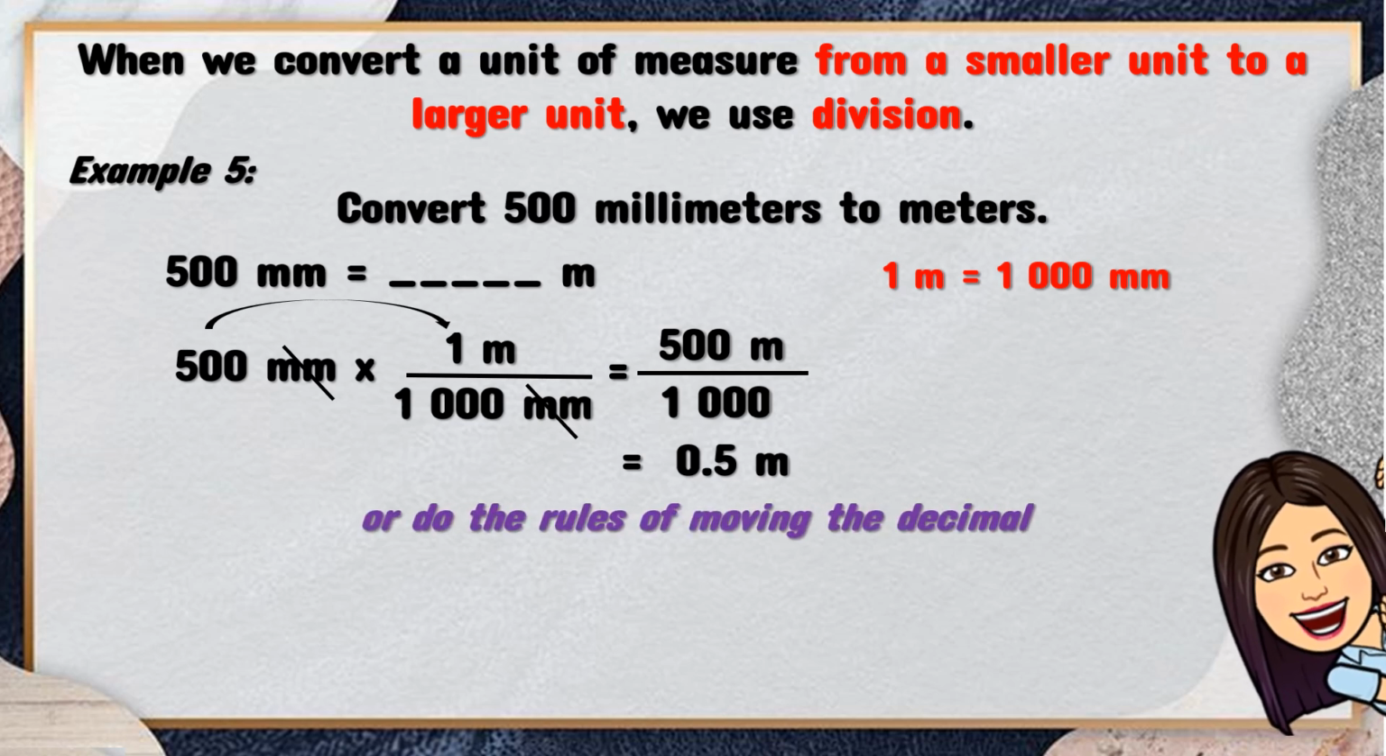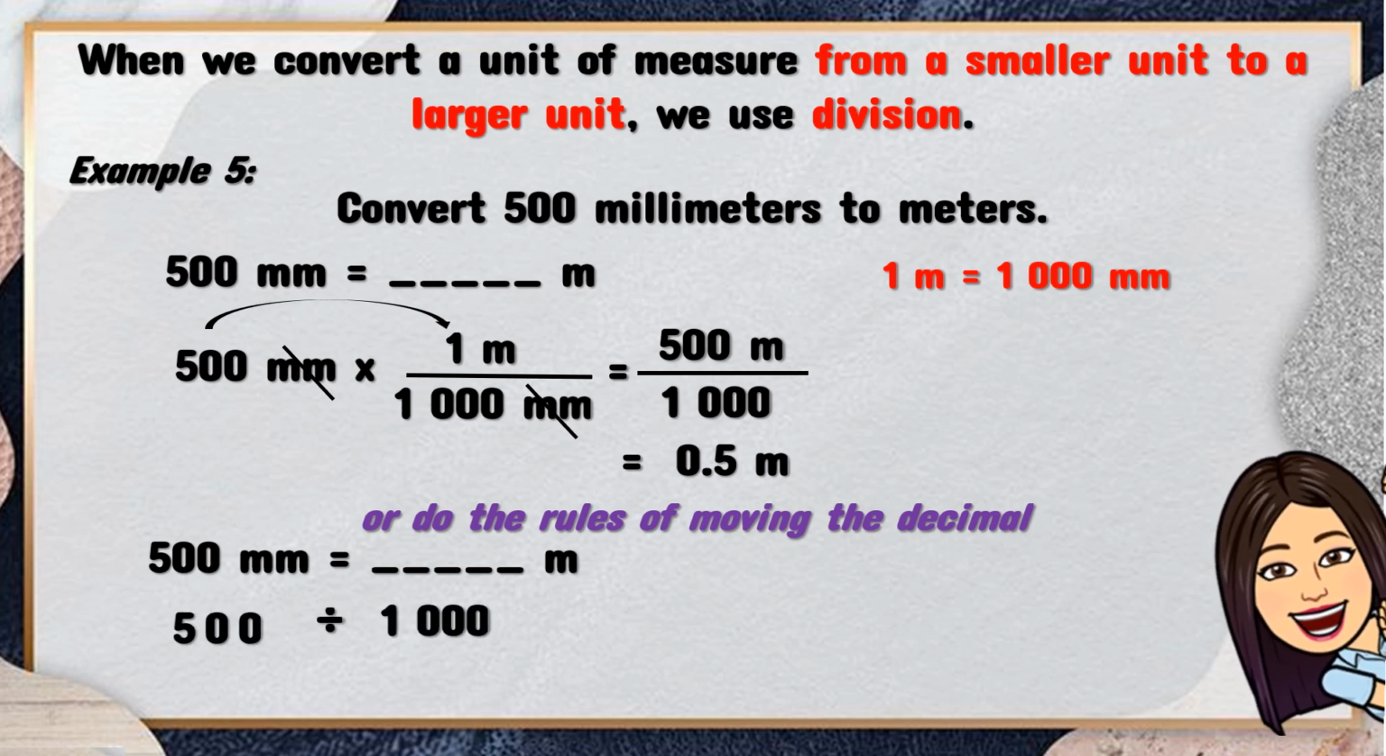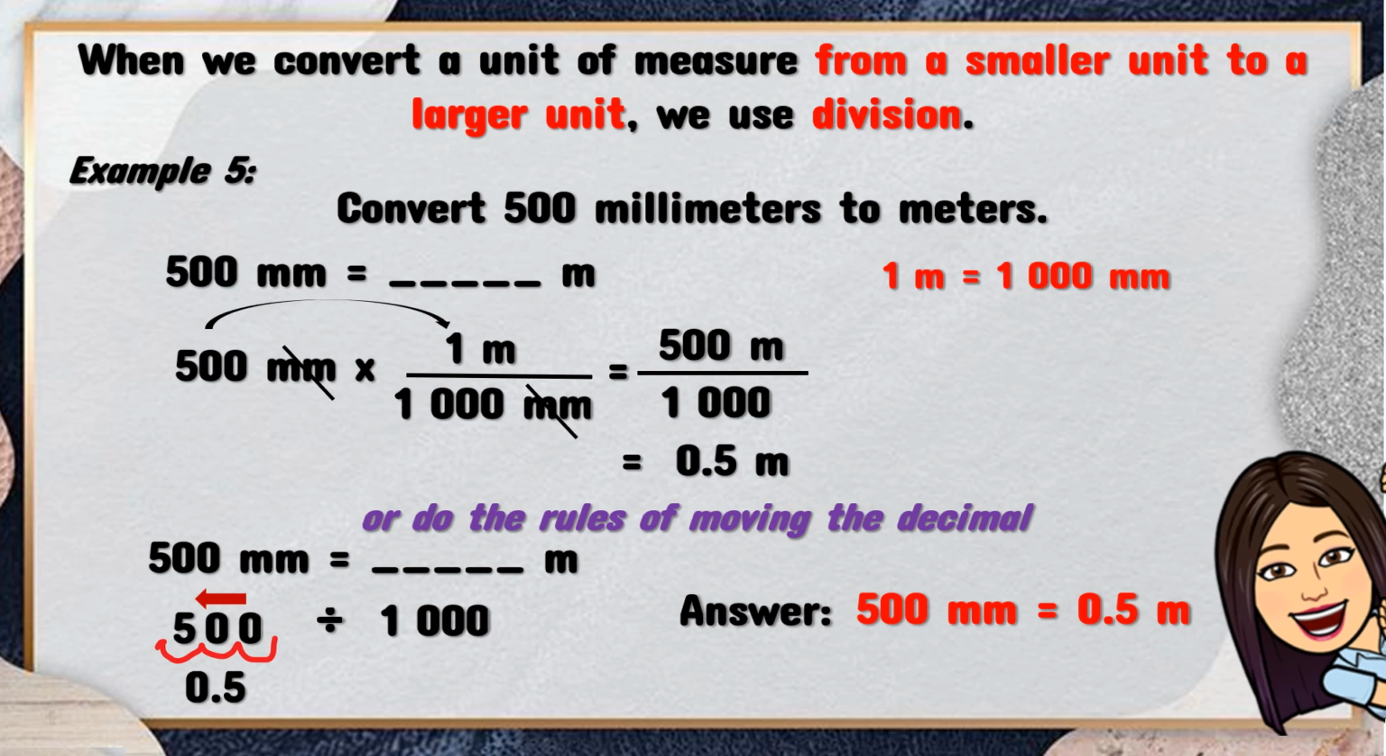So let's do the rules of moving the decimal. So 500 divided by 1,000. So we're going to move the decimal to the left since this is from smaller to larger unit. There are 3 zeros in 1,000, so we will move the decimal 3 times. 1, 2, 3. And here is the decimal, and it becomes 0.5. So the answer is 500 millimeters is equal to 0.5 meters.